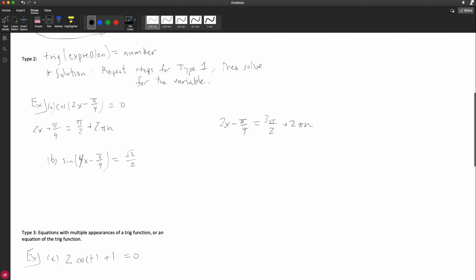So I'm going to add pi over 4 to both sides. So I get 2x equals 3 pi over 4 plus 2 pi n. And I'm going to divide both sides by 2. And so I get x equals 3 pi over 4 plus 2 pi n all over 2, which is 3 pi over 8 plus pi n.